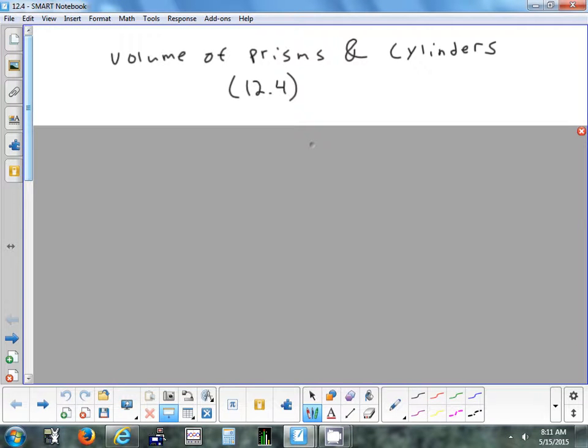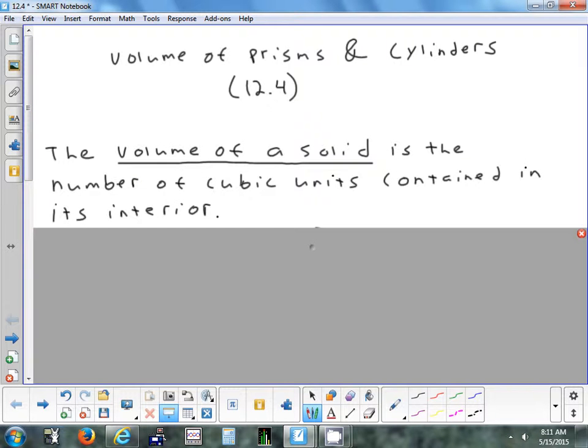All right, so our last section we're going to take a look at for this week is on volume. Volume is basically how much stuff you could fit inside the object, versus surface area, which is if you were building the object, how much material would you need to make the walls? That's the difference.